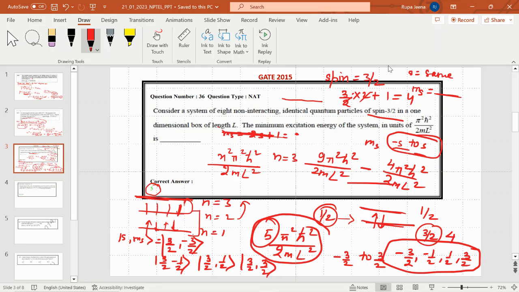Okay, now you have to excite this. You cannot excite n equals 1 to n equals 2 because there are already a maximum of 4. So you can excite n equals 2 to n equals 3, you will get 5. If you want to excite n equals 1 to n equals 3, you will get the answer 8. But in between 5 and 8, which one is smaller? 5, na. So 5 is the minimum, right?